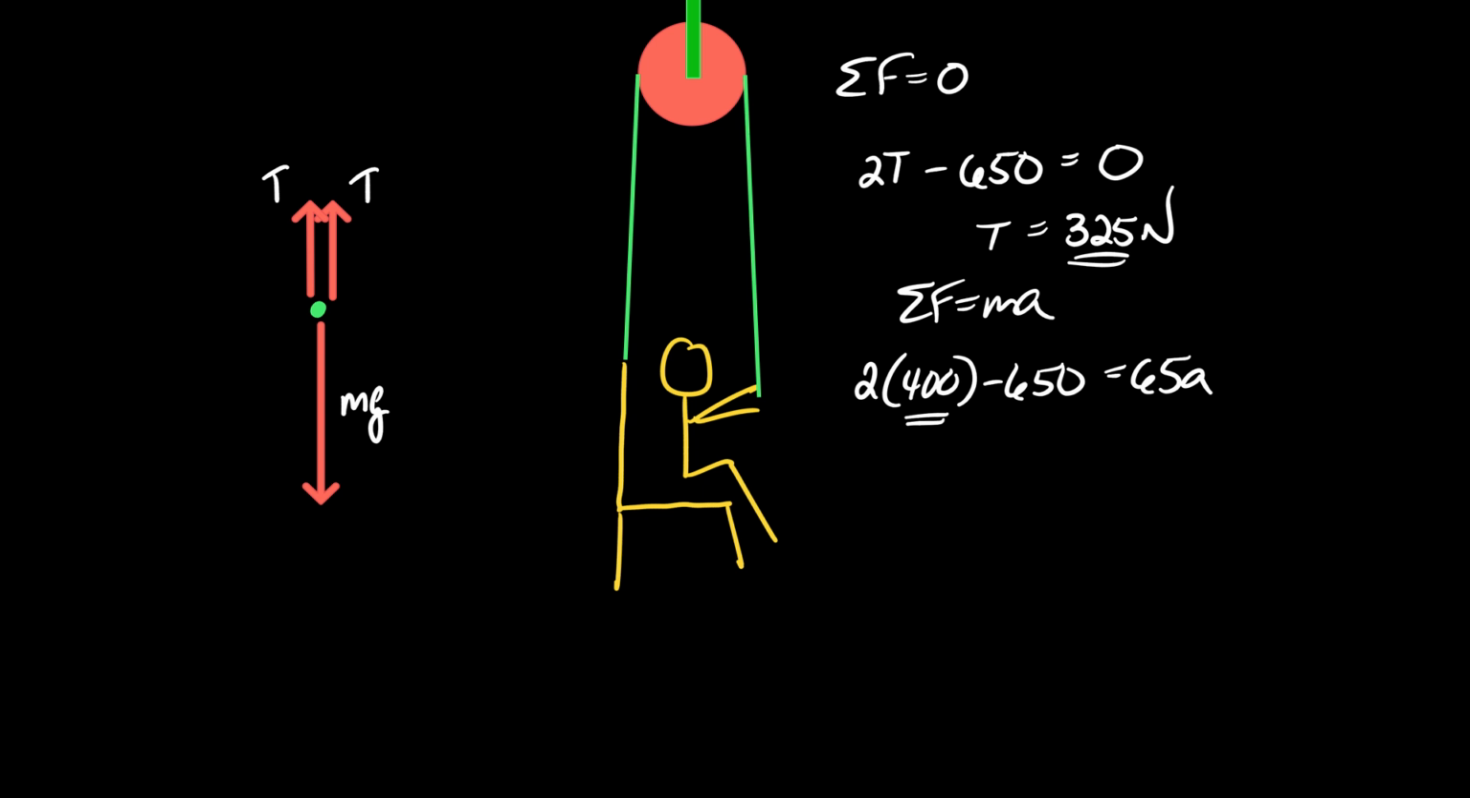But if the acceleration is downwards at 0.5, we can just reuse all this stuff and say 2T minus 650 equals m times, well, we know m is 65, so 65 times negative 0.5 meters per second squared. We don't have to make the direction of the acceleration positive. So if we're accelerating downwards, we just make it negative. And this will tell you what the tension is. I bet you're going to get a value that is less than 325.